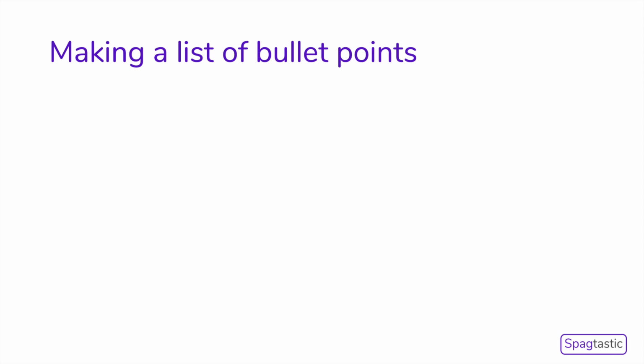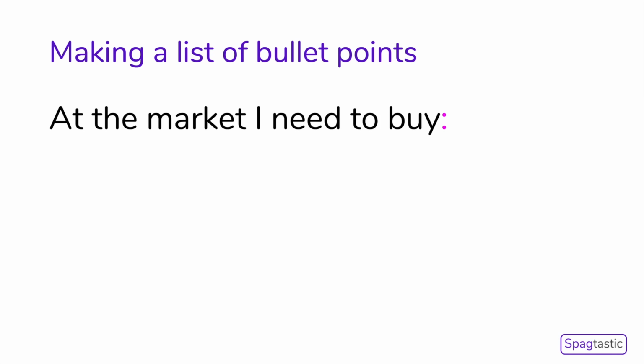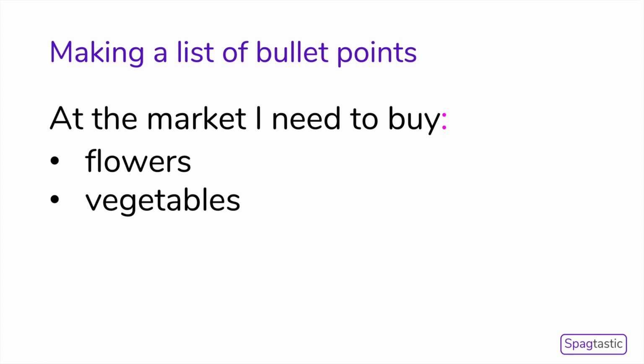Let's take a look. We begin with the introduction. At the market I need to buy, followed by a colon. We then list each item using bullet points. Flowers, vegetables, fruit, fabric. Putting the items into a list of bullet points like this makes it clearer to read.